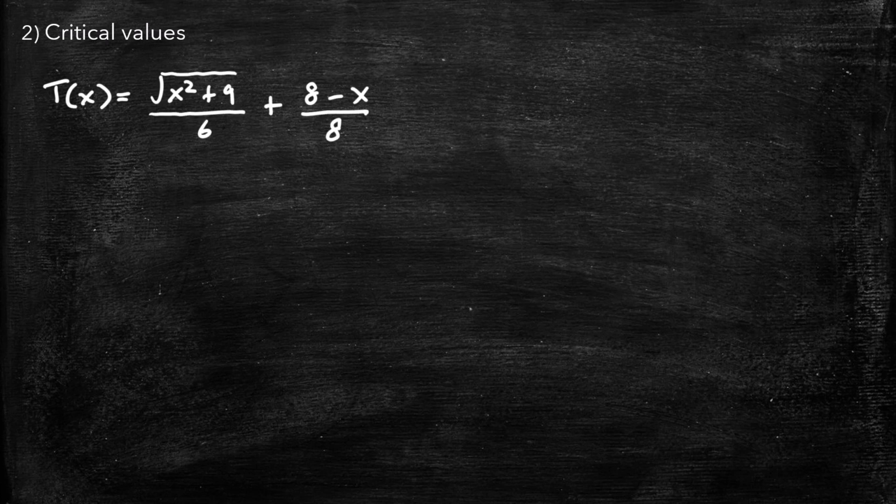So step 2 of the process is to find the critical value or values of our time function. Before we find the derivative, it might make sense to get it ready to easily take the derivative of. So I'm going to rewrite that radical as x squared plus 9 to the half. I could divide through by that 8, or I could just write it as 1/8 times (8 minus x), or you could write this as 1 minus 1/8 x, whatever works.